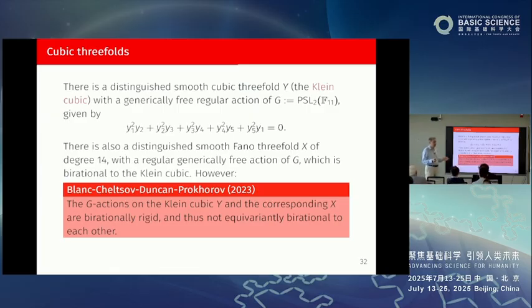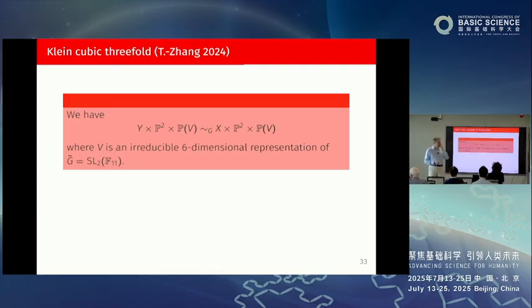So we were very inspired. We are looking for examples of varieties that are not birational, but maybe stably birational to each other. The theorem that we proved last year is that you have a kind of twisted stable birationality. In other words, you multiply with P2, you multiply with the projectivization of a six-dimensional irreducible representation of a central extension of SL2(F11), and those are birational to each other.